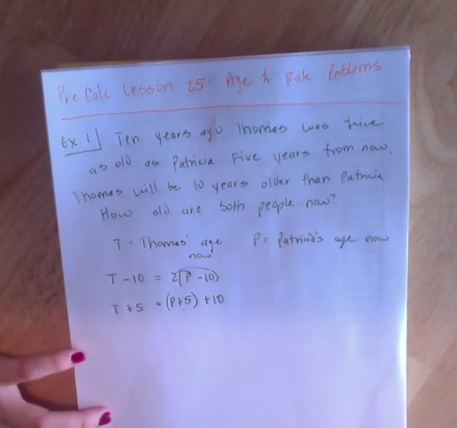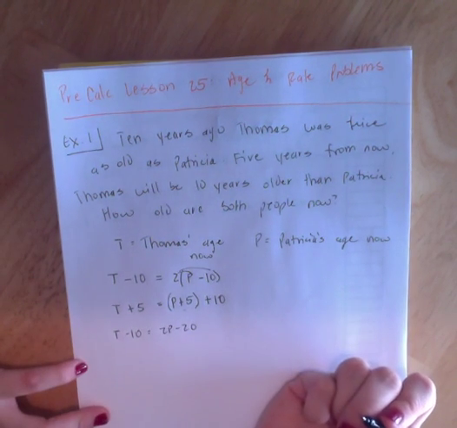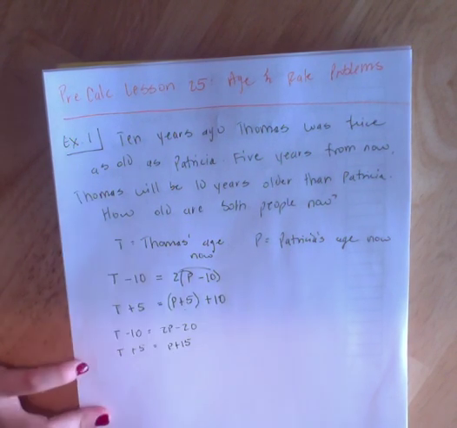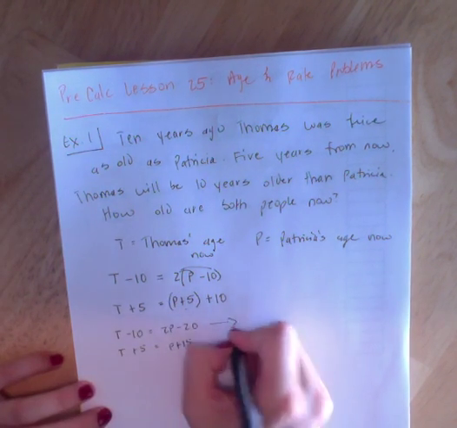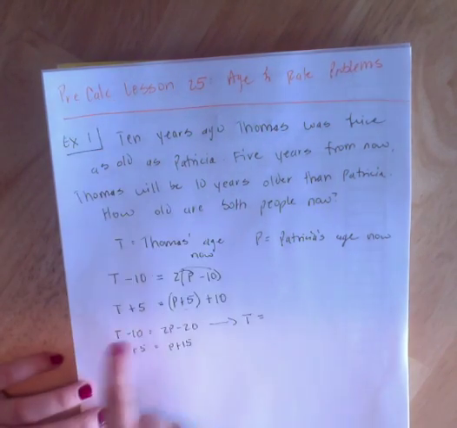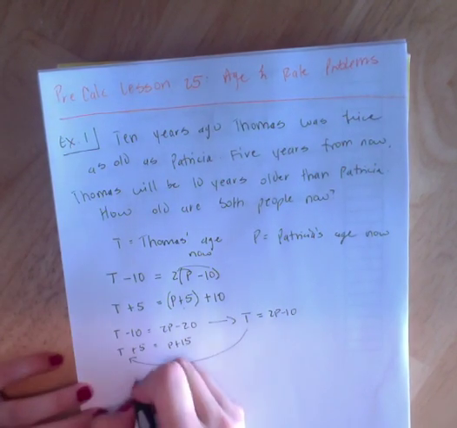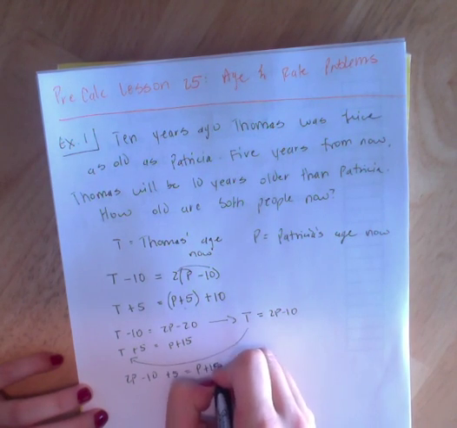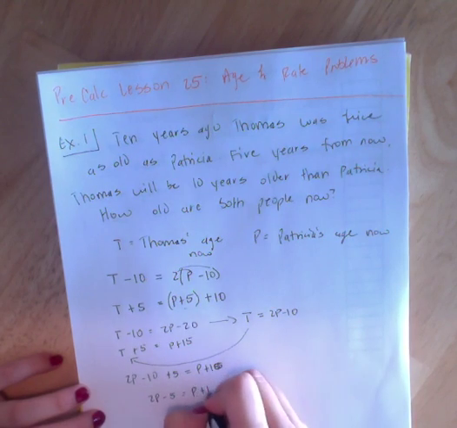Okay, I'm first going to distribute everything. So I get T minus 10 equals 2P minus 20. And T plus 5 equals P plus 15. Okay. Now, doesn't matter if you solve by substitution or elimination. I'm going to solve by substitution, so I'm going to add 10 over. So T equals 2P minus 10. And I'm going to substitute that in here. So I have 2P minus 10 plus 5 equals P plus 15. So then 2P minus 5 equals P plus 15.